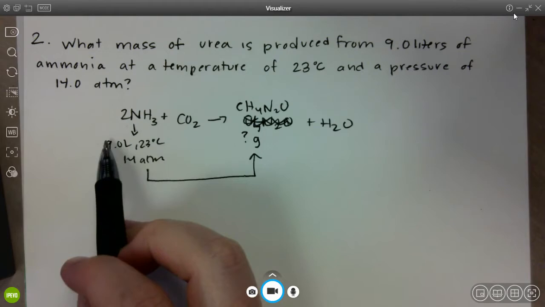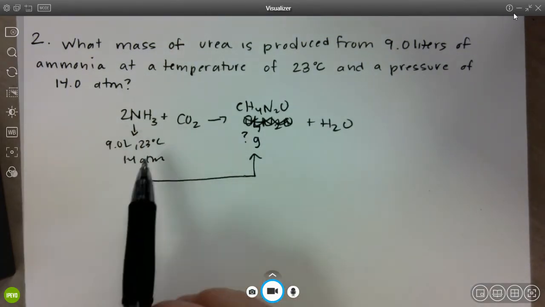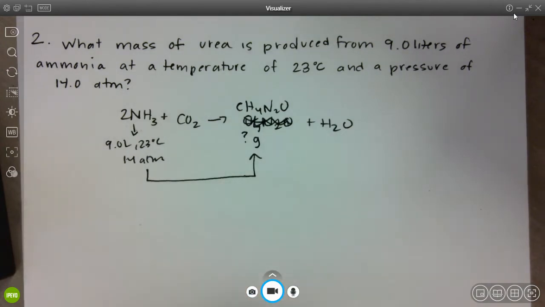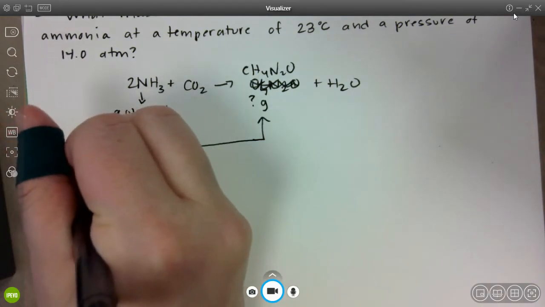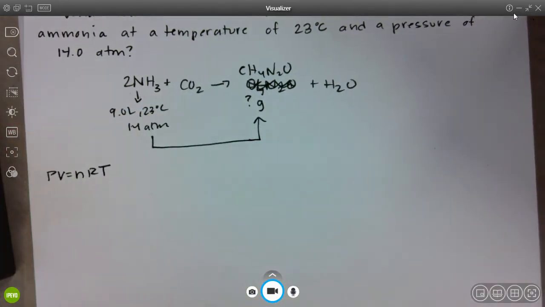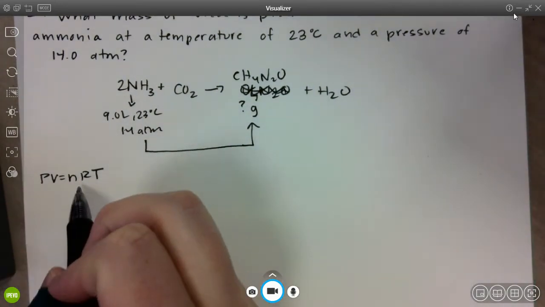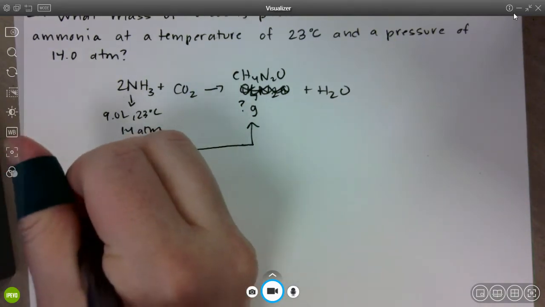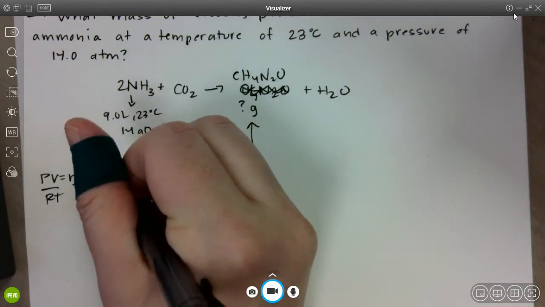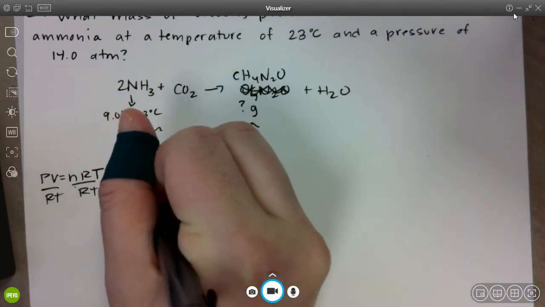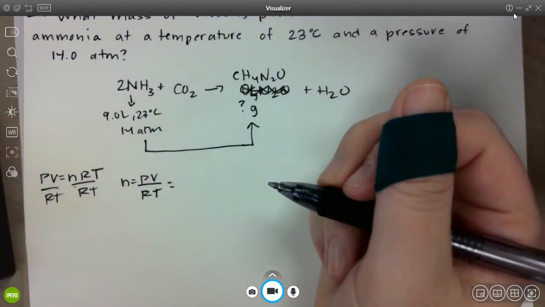Now, this starting information, I need to get into moles. I've got a volume, a temperature, and a pressure, which means I can get my number of moles. If you think about PV equals nRT getting me my number of moles, since I'm not at standard temperature and pressure, that's what I'm going to have to use. So I'm going to be solving for N in this case. I've got to get N by itself, so N equals PV over RT. This is a time-consuming process, I will give you that.